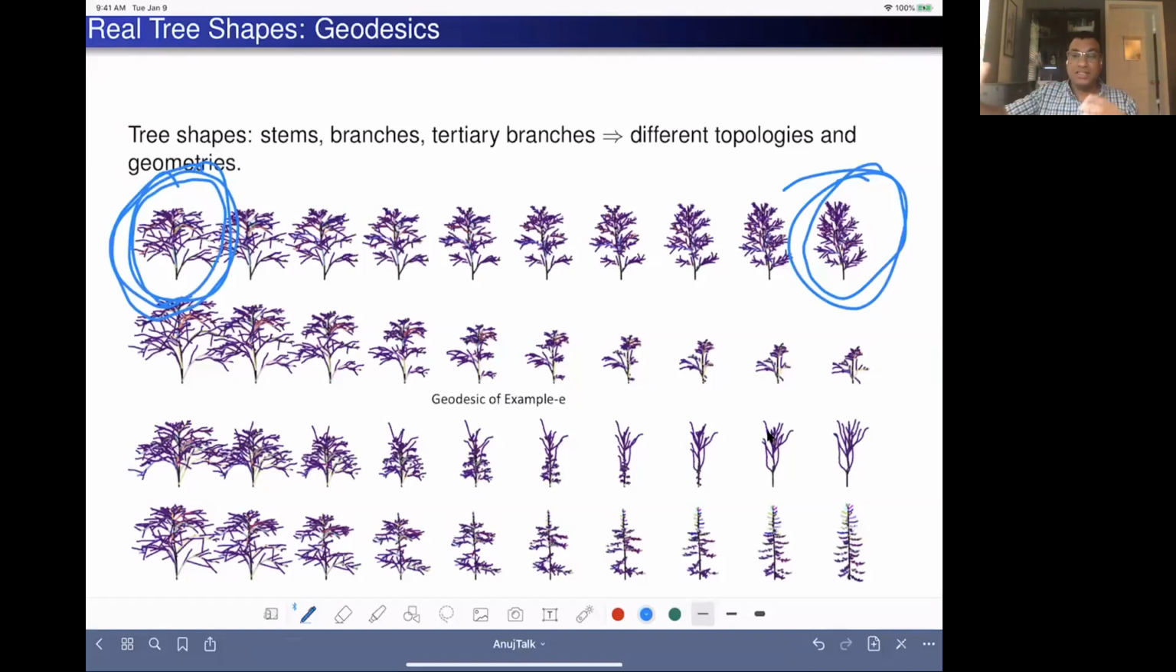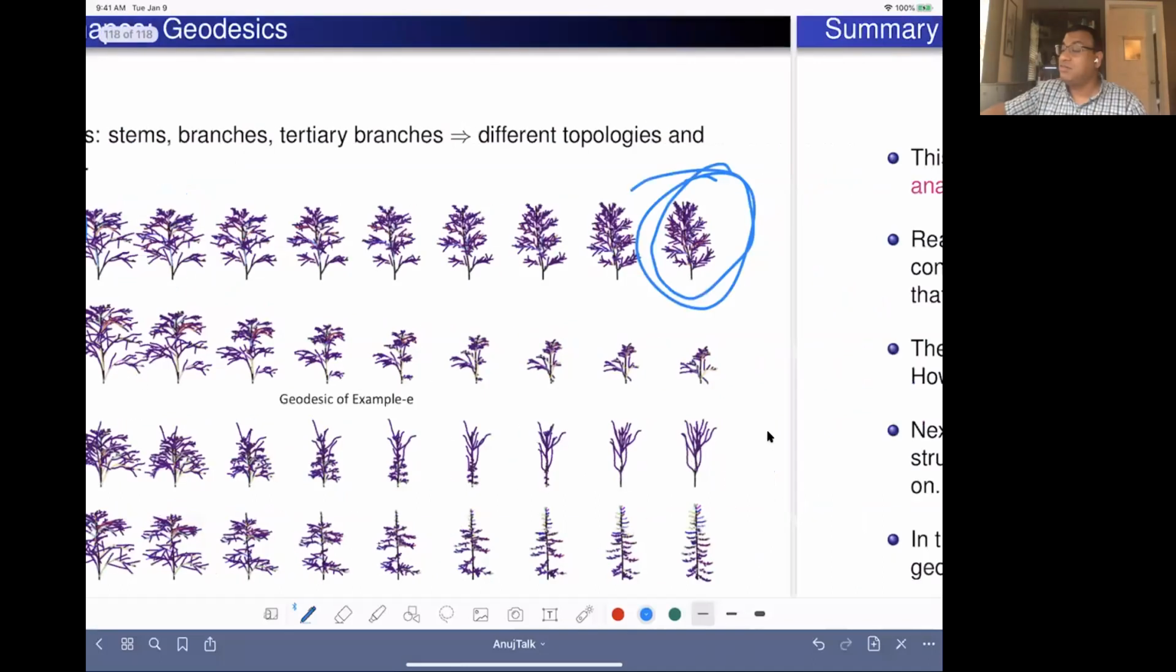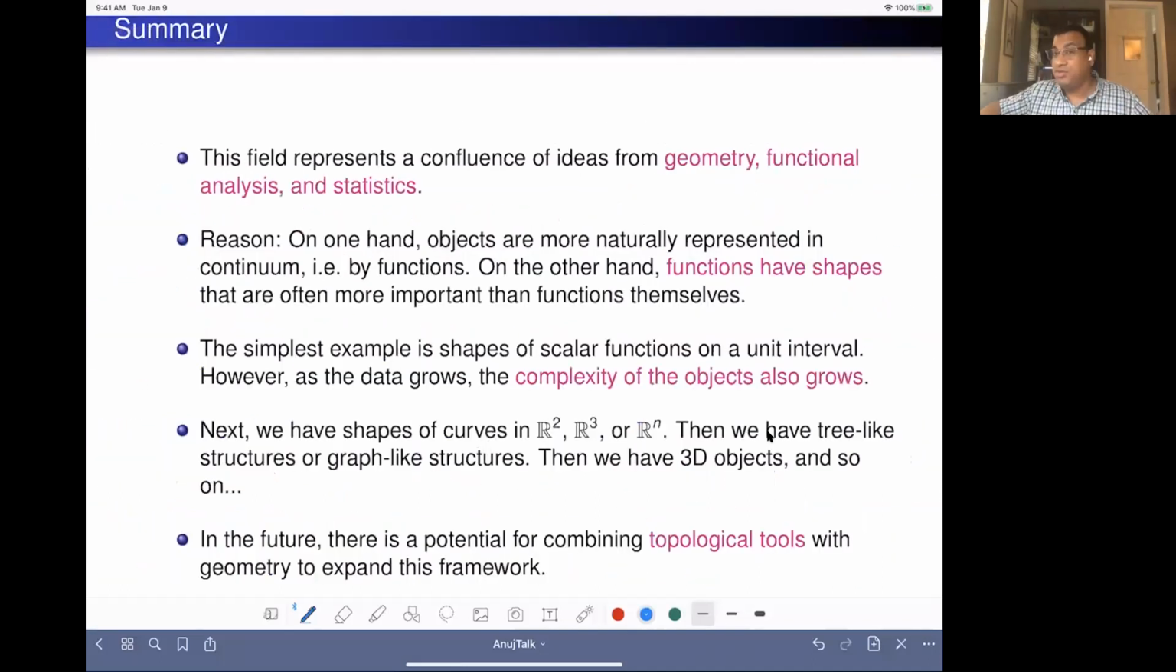We represent them as a collection of curves. We try to match curves with curves. But this time, instead of just matching trees, we have to match graphs. So we have a whole line of work where we're talking about shapes of graphs. Okay? So this sort of concludes my presentation. I want to leave some time for questions and answers.